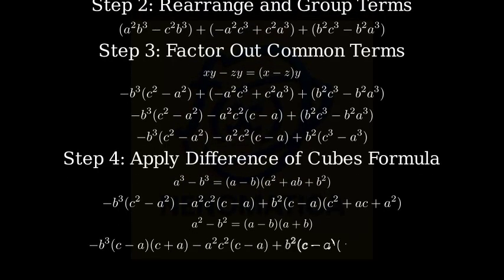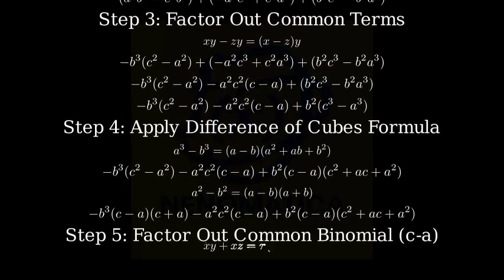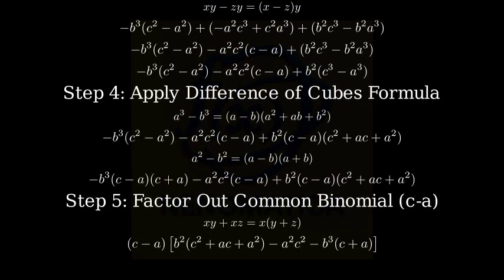Now we can rewrite our expression as b squared times (c minus a)(c squared plus ac plus a squared), minus a squared c squared times (c minus a), minus b cubed times (c minus a)(c plus a). Now we can see that all terms share a common factor of (c minus a). Let's factor out (c minus a) from all three terms. This gives us (c minus a) times [b squared (c squared plus ac plus a squared) minus a squared c squared minus b cubed (c plus a)].